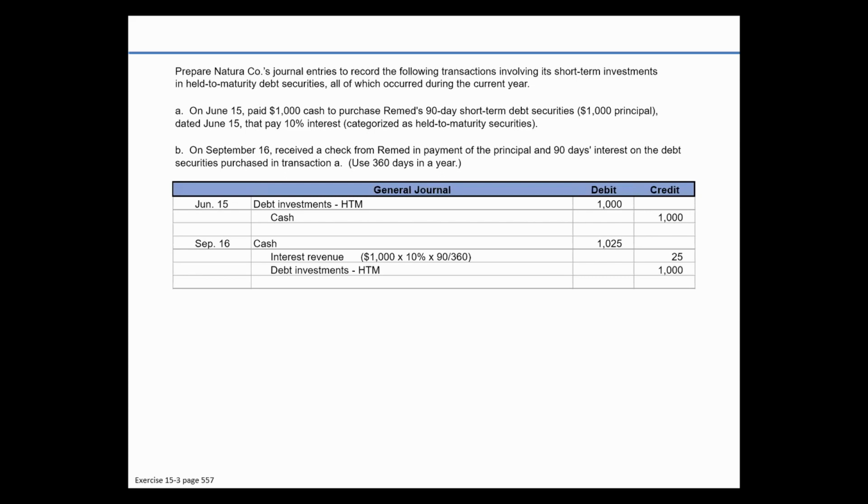So it'd be 90 out of 360 days. So we'd figure all that out, comes out to 25. So we earn $25 of interest. We also credit the debt investments HTM for $1,000, because now these securities have matured, and so we no longer own them, because the Natura company no longer has any obligation to us at this point, because they've paid us back the principal, and then they paid us the interest for that 90-day period.